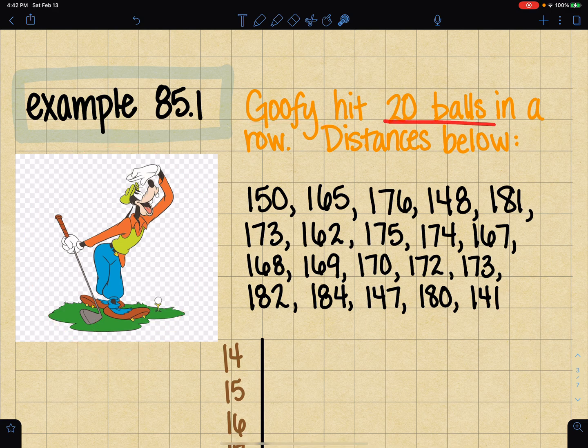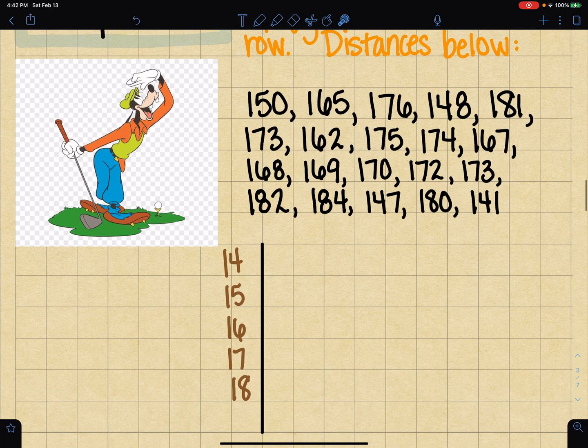And he hit 20 balls in a row, and these are his distances below. Woo, lots of numbers there. Okay, so it says it wants us to create a stem and leaf plot with those distances by using the first 2 digits.